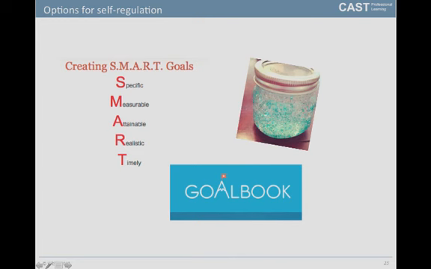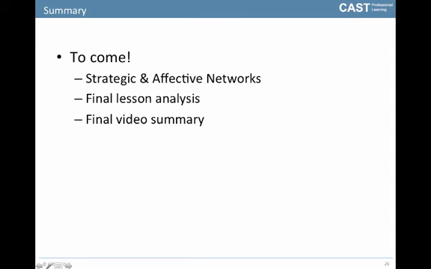Finally, within the UDL engagement guideline, we will share ideas for how we can provide options for self-regulation by offering options that optimize motivation, support personal coping skills, and develop self-assessment and reflection. We look forward to what comes next. We will explore the strategic and affective networks through the application of UDL action and expression and engagement guidelines.